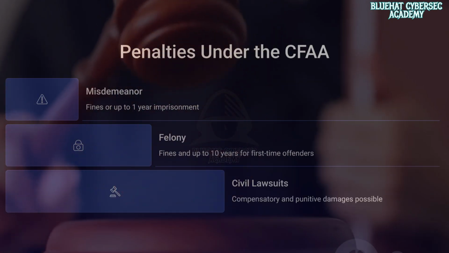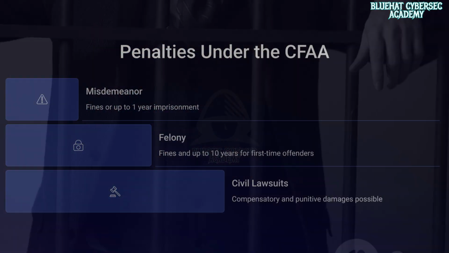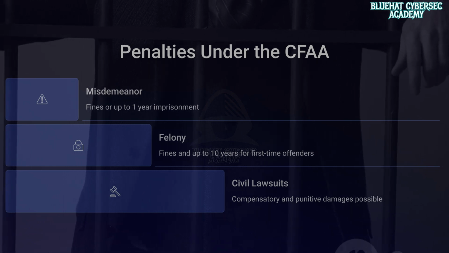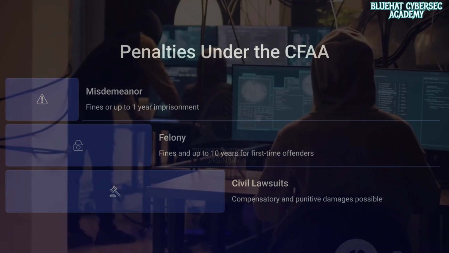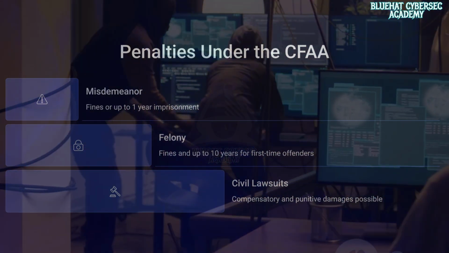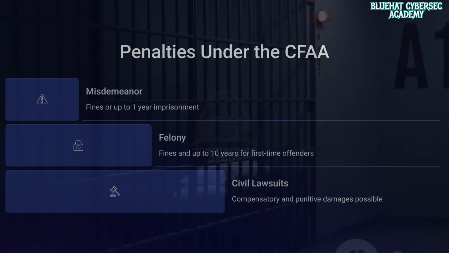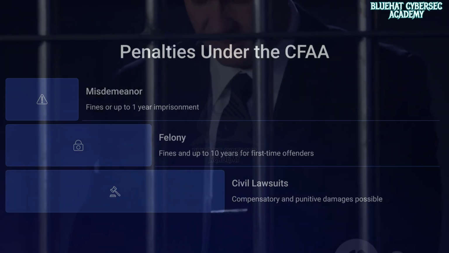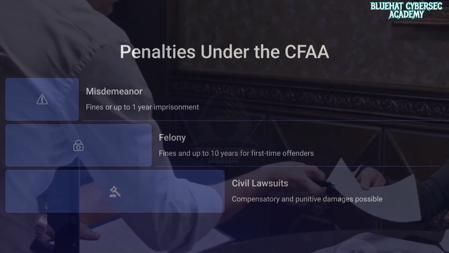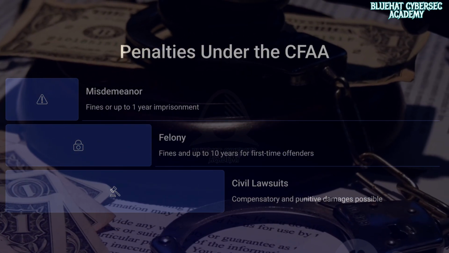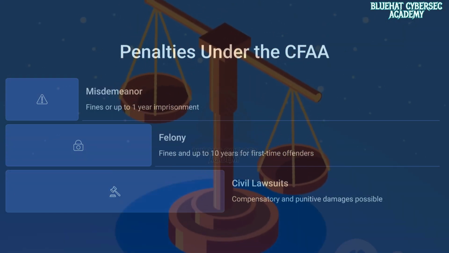Penalties under the CFAA can be, well, pretty serious. Minor unauthorized access might just be treated as a misdemeanor, which could mean fines or even up to 1 year in prison. But when it comes to more serious offenses, like stealing data or causing system damage, those are considered felonies. First-time offenders could face fines and up to 10 years in prison, and repeat offenders might get even harsher penalties. On top of all that, civil lawsuits are possible, so victims can seek both compensatory and sometimes punitive damages.